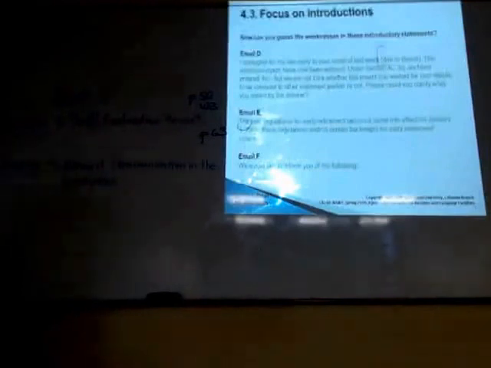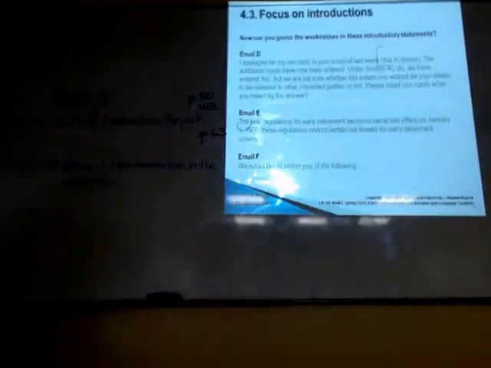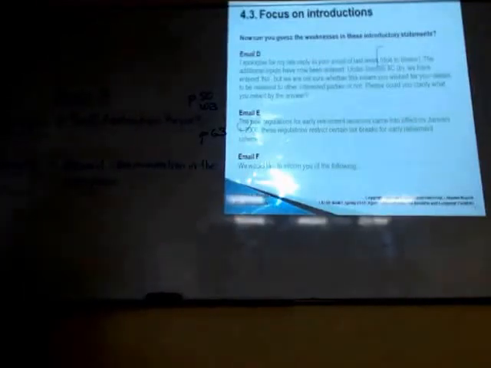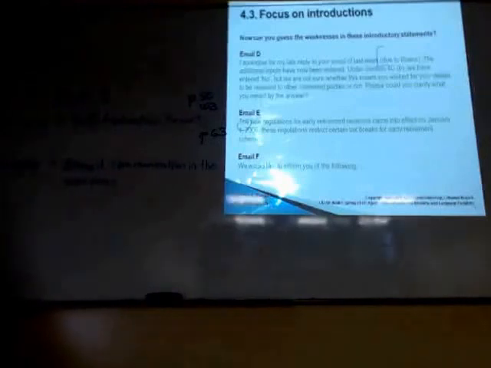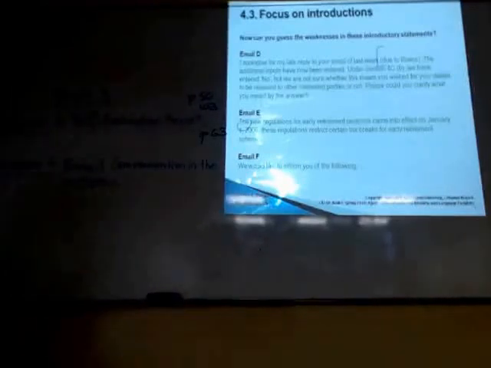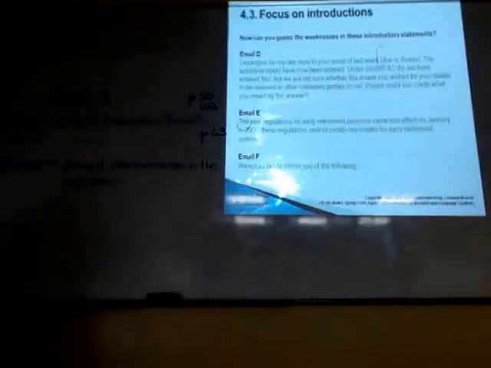Now, for example, look at the email D, who apologizes. He says, I apologize for my late reply to your email of last week due to illness. بس مكمل introduction. We have to figure out what's wrong with the rest of the introduction. The additional inputs have now been entered under section 4CB. We have now entered no, but we are not sure whether this meant you wished for your details to be released to other interested parties or not. Could you please clarify what you meant by the answer?